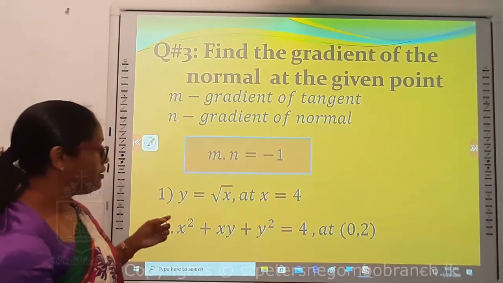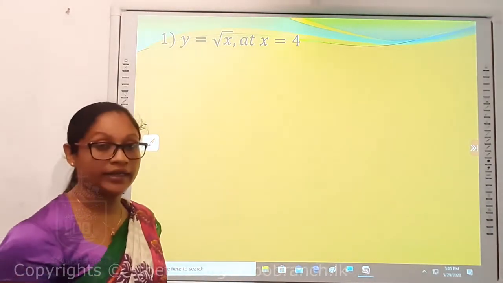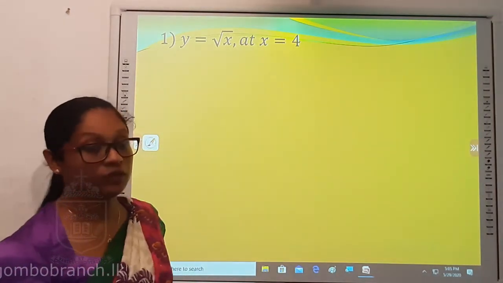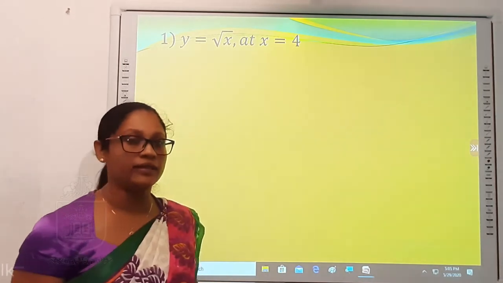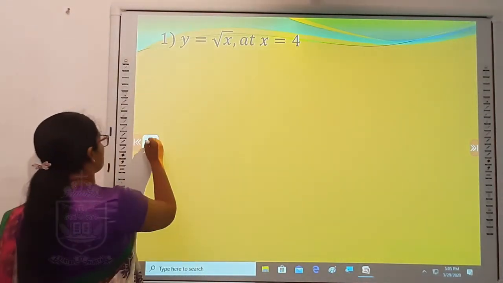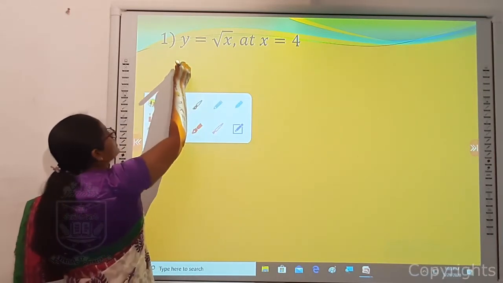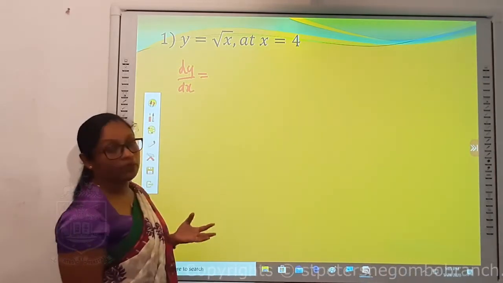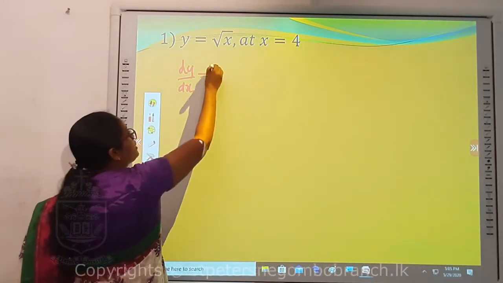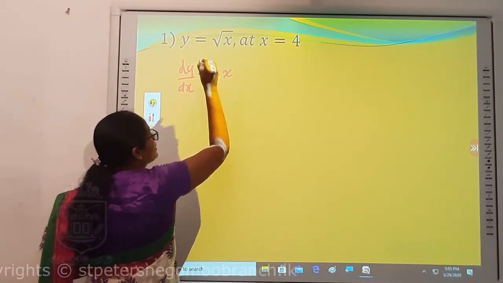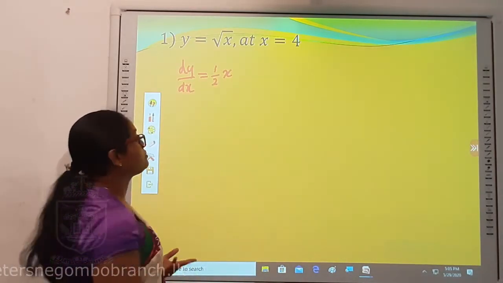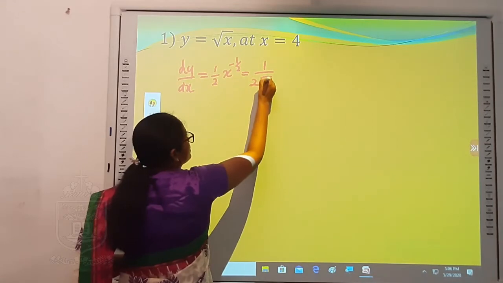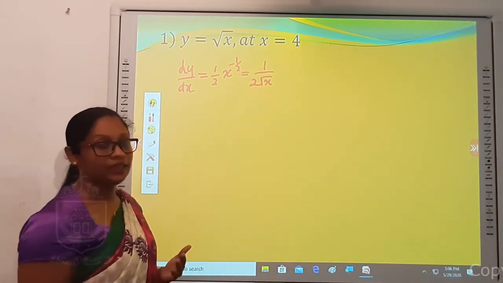So what are we going to do to find the gradient of the normal? The function is y equal root x at x equal 4. The first thing we should do here is find the gradient of the tangent. So dy over dx is equal to, square root x means x to the power half, so we can differentiate like this: half x to the power half minus 1, that is minus half. This can be written as 1 over 2 square root x. So this is the derivative function.